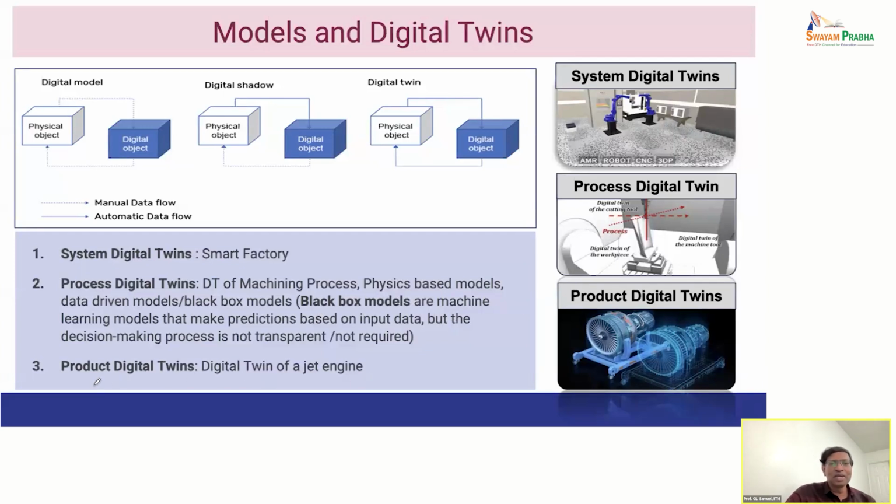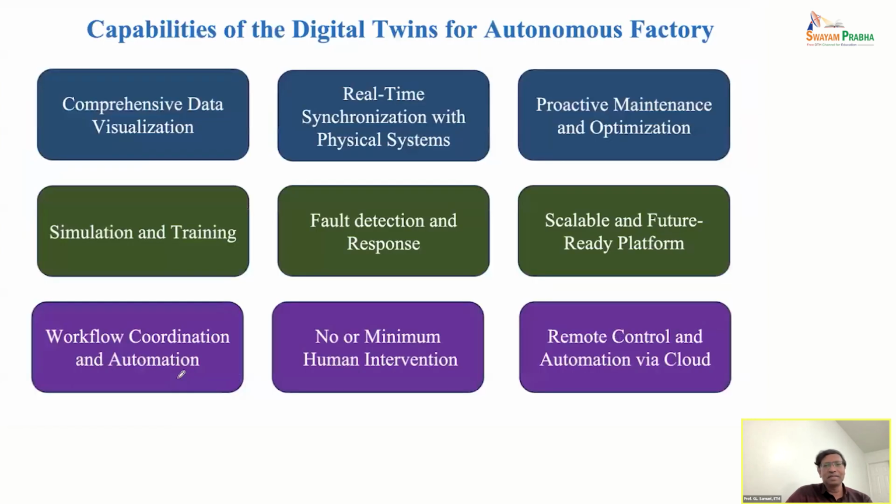Then another modeling we can do is a product model. That can be something like a jet engine, or a camera system, or even a cell phone, or any one product you can take, and then you can make the digital twin of it. When you make this digital twin, we have several advantages. Many of them have been listed here.